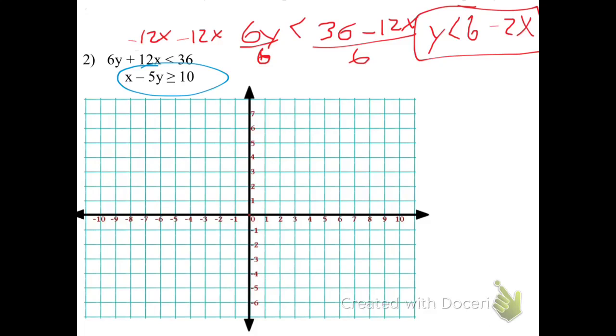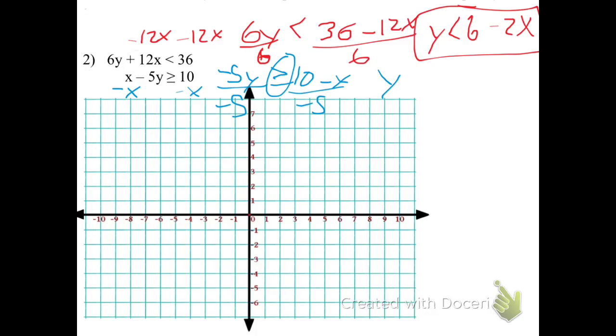So this bottom one, you have to get y by itself. So subtract x from both sides to get -5y is greater than or equal to 10 minus x. You got to get y by itself, so divide by that -5. Whenever you divide by a negative, you switch the direction of your inequality. So it's going to be less than or equal to. And you got to do each of the parts divided by -5. So 10 divided by -5 gives you -2. And then -x divided by -5 is going to give you positive 1/5 x. Okay? So now they're both ready to be graphed.